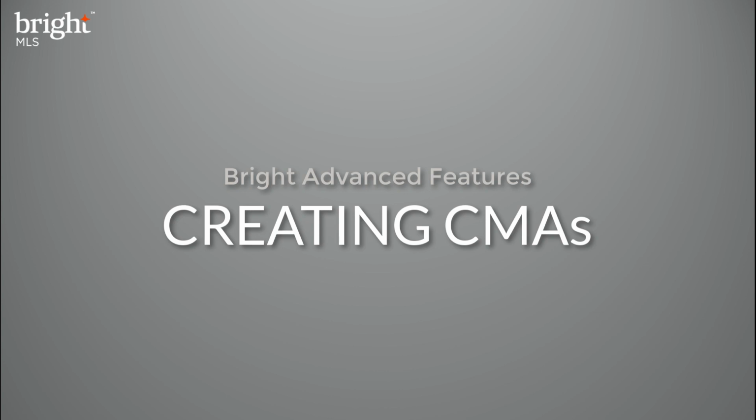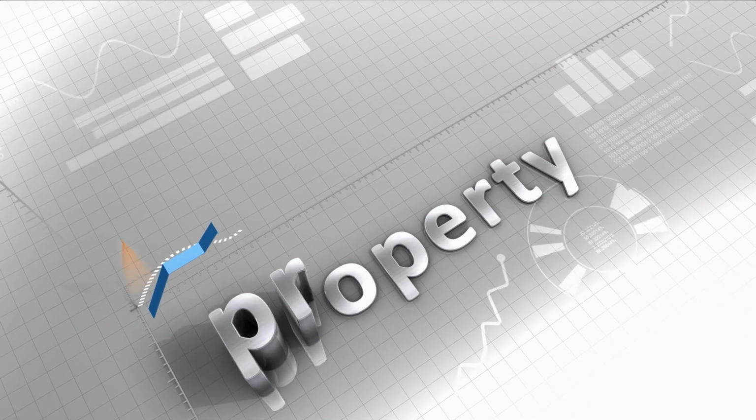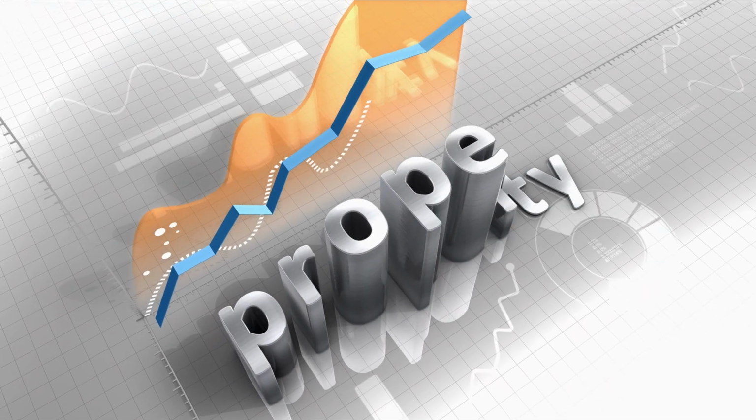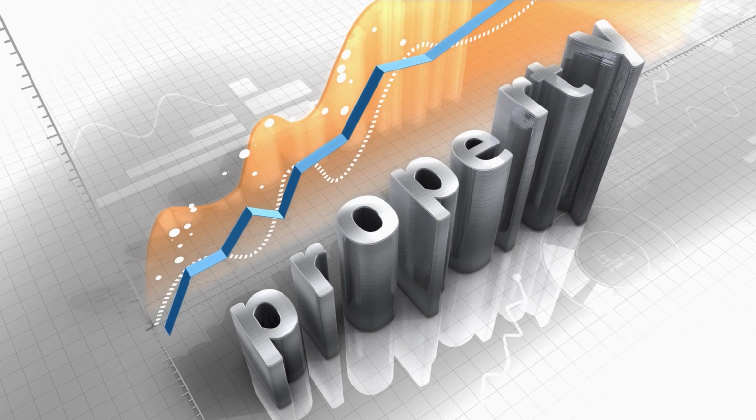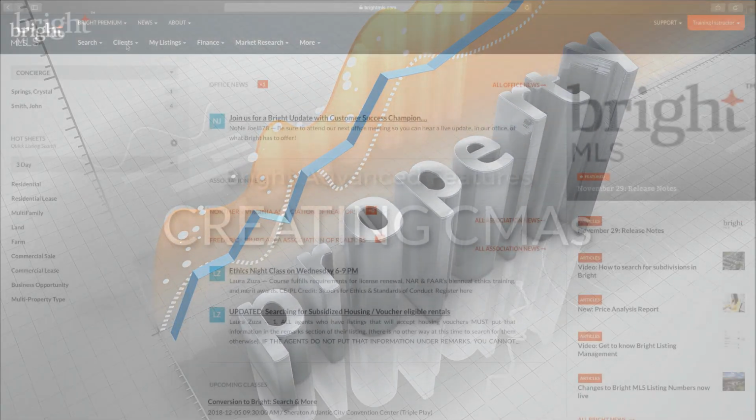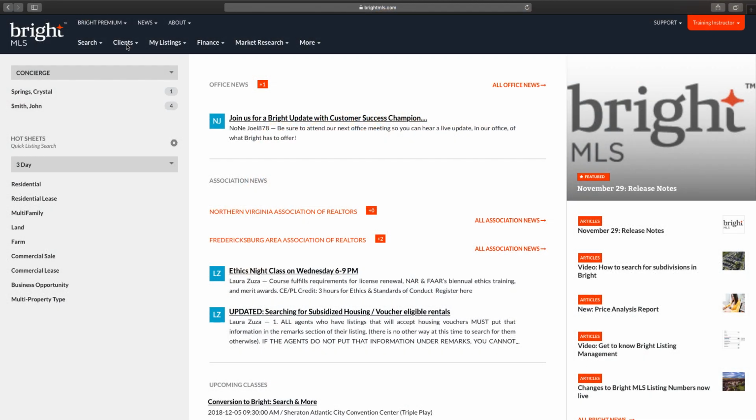A CMA is a tool to help a listing or a selling agent determine the fair market value of a property. Determining the fair market value of a property is not an exact science. Creating a CMA can help your clients interpret market data and how that data relates to the selling or buying price of a property. And this video will walk you through how to create a CMA in BrightMLS.